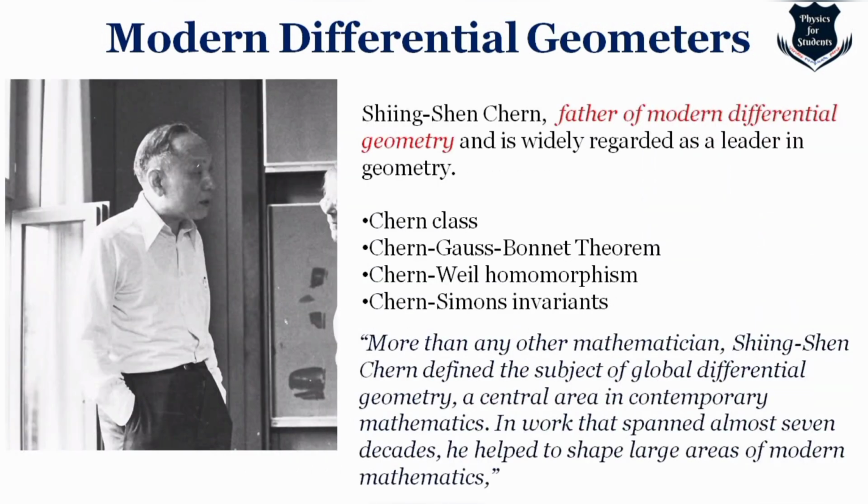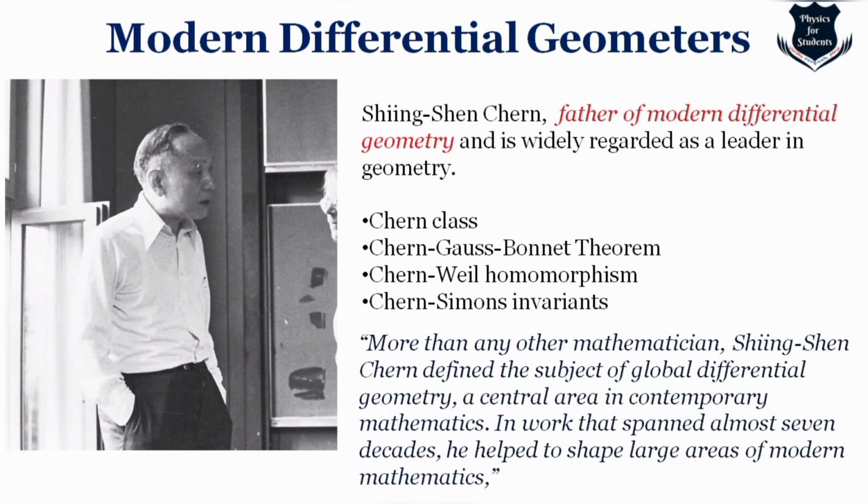Shiing-Shen Chern. Well, this person is considered to be the father of modern differential geometry and is widely regarded as a leader in terms of geometrical studies. Shiing-Shen Chern graduated from Nankai University in Tianjin in China around 1930. He got his MS degree in 1934 and he received his doctorate from Hamburg University, Germany in 1936.